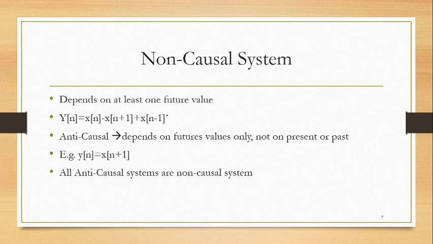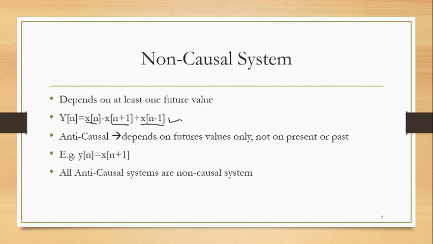For example, this is my equation which represents a non-causal system. As you can see, we have the present input, we have the past input, but we also have the future input. So since we came across the future input, we say that this system is a non-causal system.